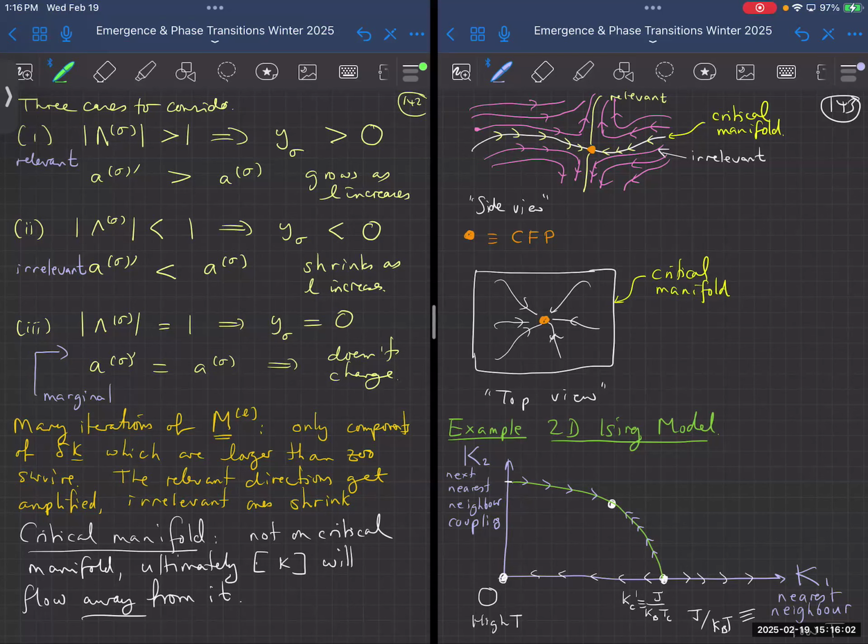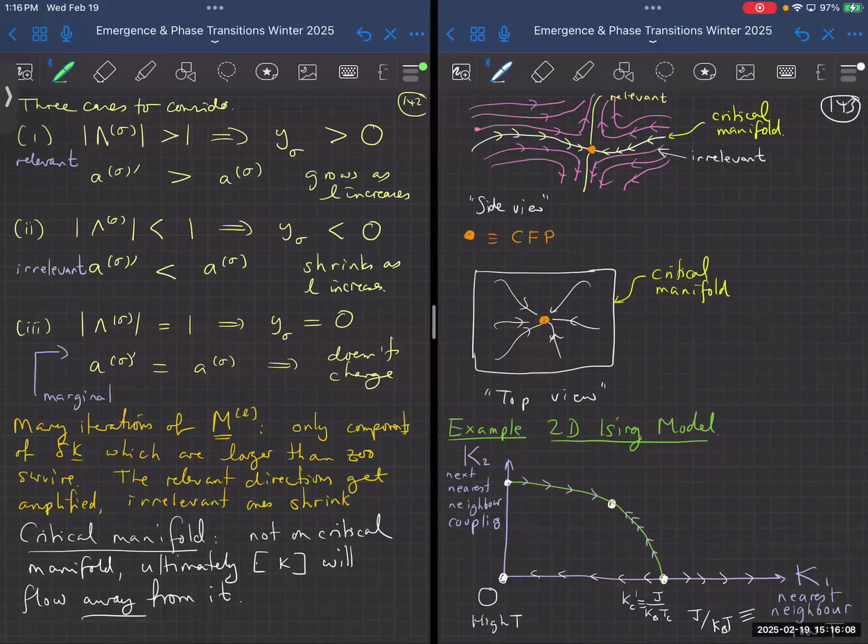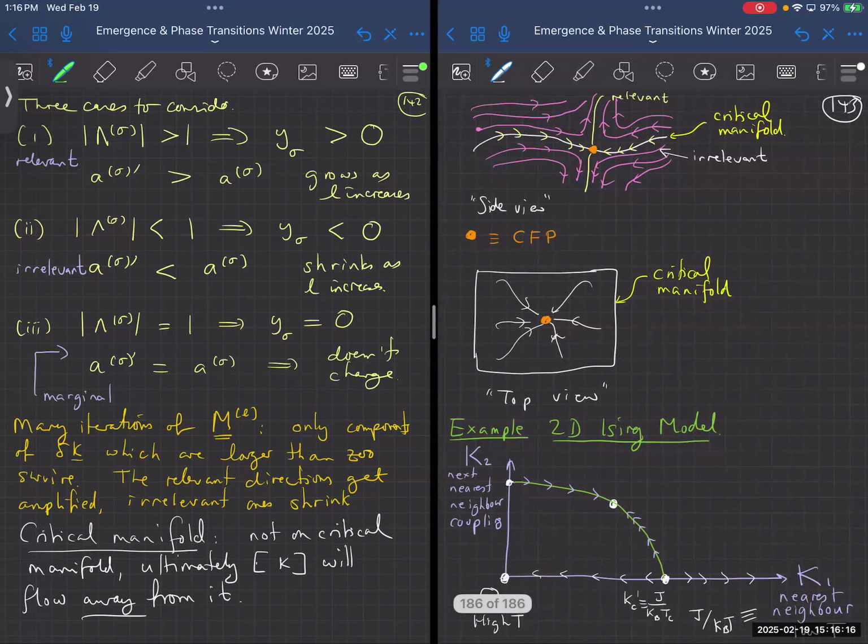If I start off with no next nearest neighbor interactions whatsoever, so that is equal to 0, then once I've done one RG transformation, my nearest neighbor Ising model will now have some small component in the direction K1, some small component in the direction of the next nearest neighbor. Even though it does not start off with any next nearest neighbor interactions, after renormalization, it will have developed some. And so its trajectory will go in the up direction like that. And the same thing can be true for all the different directions.